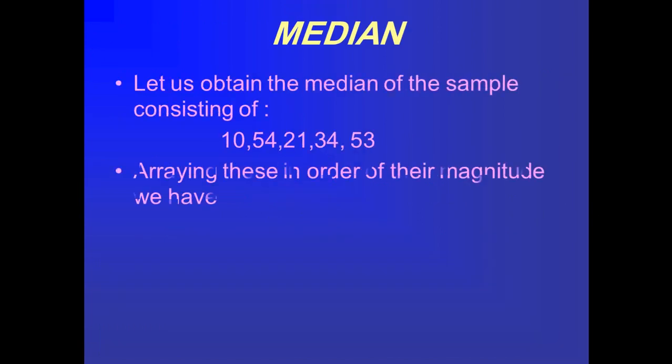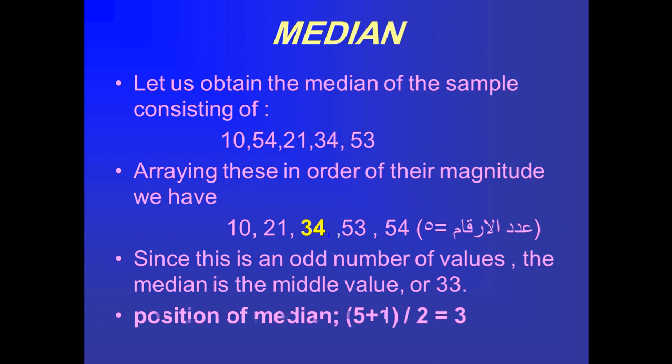Also, let us obtain the median of the sample consisting of 10, 54, 21, 34 and 53. So we have to arrange these in order, and after arrangement it will be 10, 21, 34, 53 and 54. So the numbers are 5 numbers. Since this is an odd number, only 5, the median will be the middle value, which is 34. Here this is a wrong figure, it is 34 as seen here, not 33, it is 34.